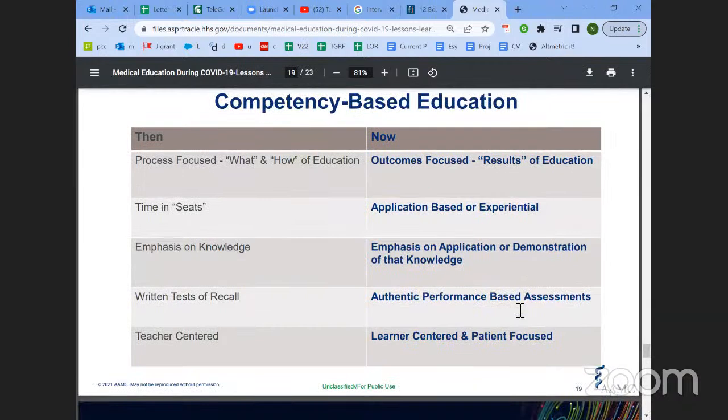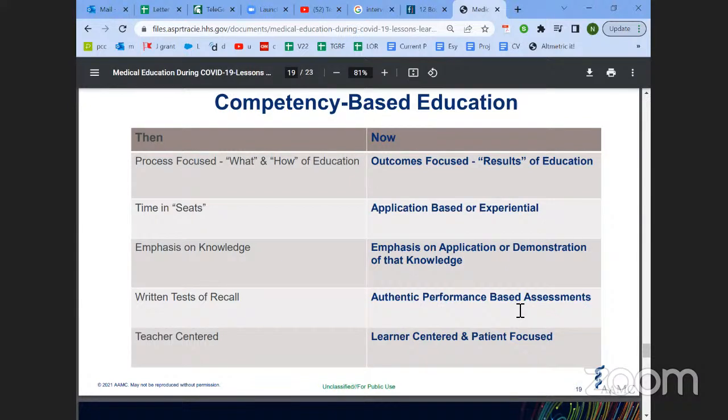Competency-based education has been going on for about, I think, a decade, but we haven't really used it as much as we should have. And the difference between the education we used to use and the education we want to be using is we should focus more on the results, and we should focus more on the application-based or experiential results, and the demonstration of experiences and the performance. And it has to be learner-centered and patient-focused, as opposed to what we used to use, which is the what and how of education and the time and the emphasis on knowledge rather than the application.